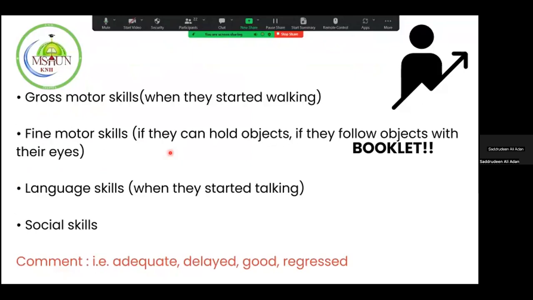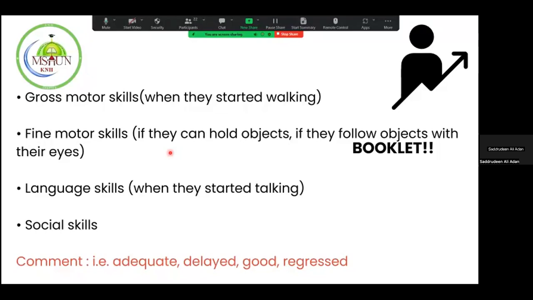Then after all this, you have to make a comment. Is it adequate? Is it delayed? Is it good, or is it regressed? Just give yourself 2 options. Is it delayed, meaning they have not achieved milestones? Is it adequate, or is it regressed?